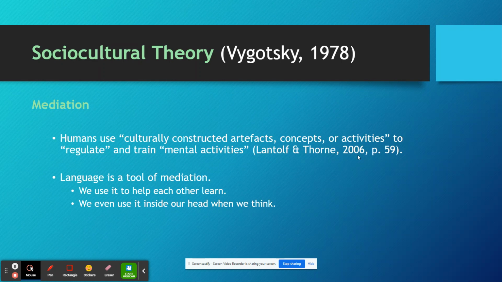Vygotsky uses his concept of mediation to explain this learning for us a little better and help us understand. In mediation, humans learn culturally constructed artifacts, concepts, or activities to regulate and train mental activities. So a teacher in a classroom, for instance, uses a curriculum, a textbook, a lesson plan, a projector, a presentation, and a whiteboard to teach students math. All those things, even the math, are culturally constructed artifacts that help the students learn.